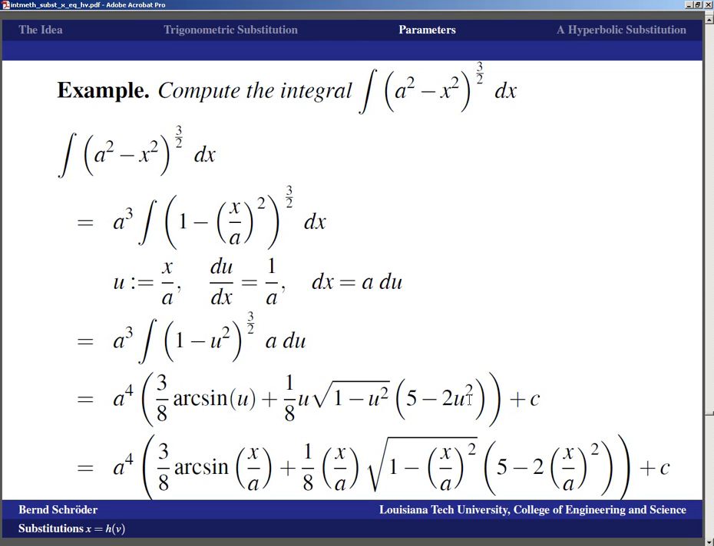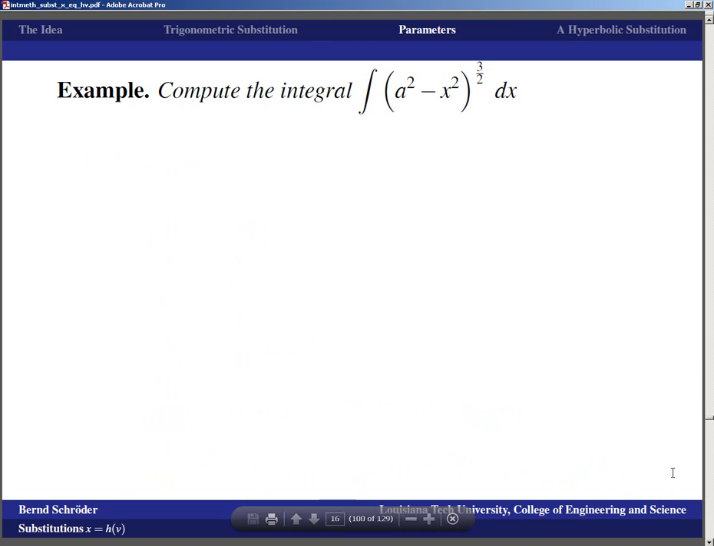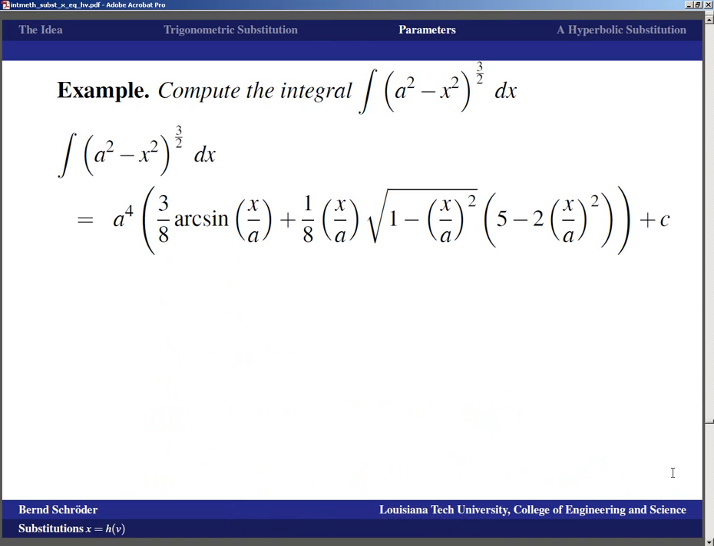And we can now undo the substitution, right? u was x over a, so we end up with 3/8 arcsine x over a plus 1/8 x over a times square root 1 minus x over a quantity squared, times 5 minus 2 times x over a squared, and the whole thing multiplied with a to the 4th and with a plus c at the end. Okay, let's just copy that down.